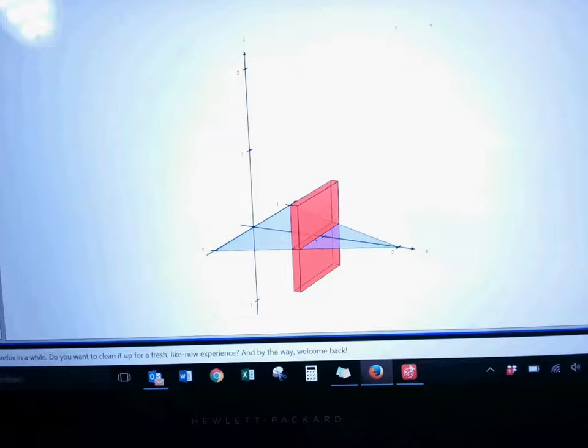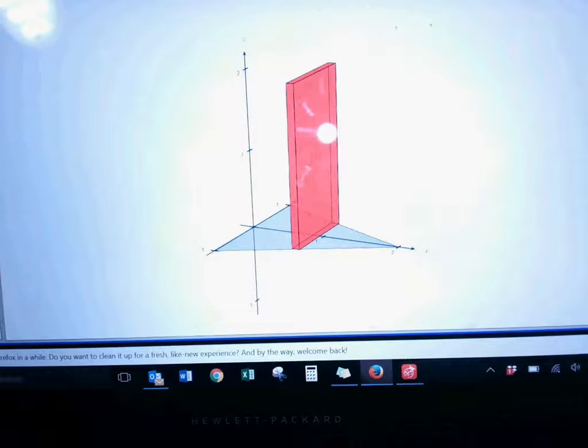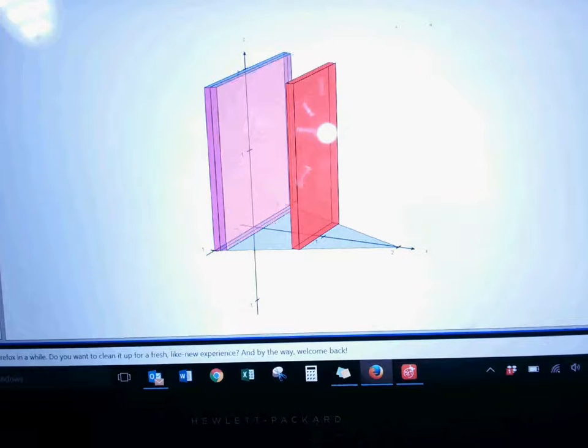Look at the next one. Hold on, not that one. Let's do, okay. Do you see I have a rectangle? Now look what's going to happen. I'm going to construct a solid using that shape.